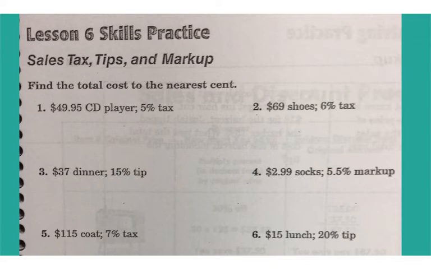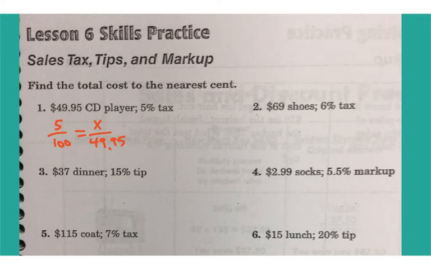So we are looking at a CD player, and you probably don't know what those are, for $49.95. And we want to know how much we're going to pay if there is a 5% tax on that. So we could set up a proportion if we wanted to. We could say, okay, well, 5% is like saying 5 out of 100, right? Equals, we don't know what that 5% is, but we know that we're paying $49.95.